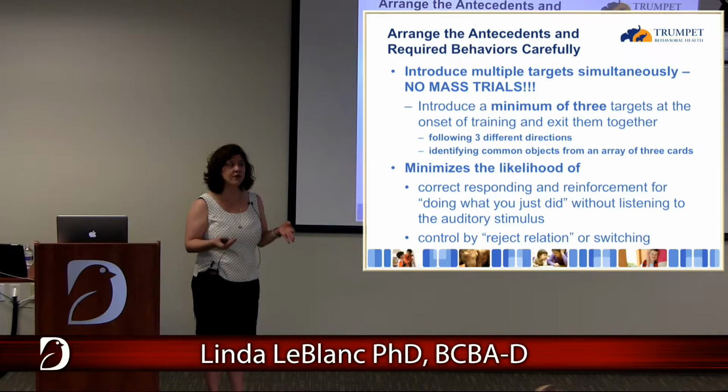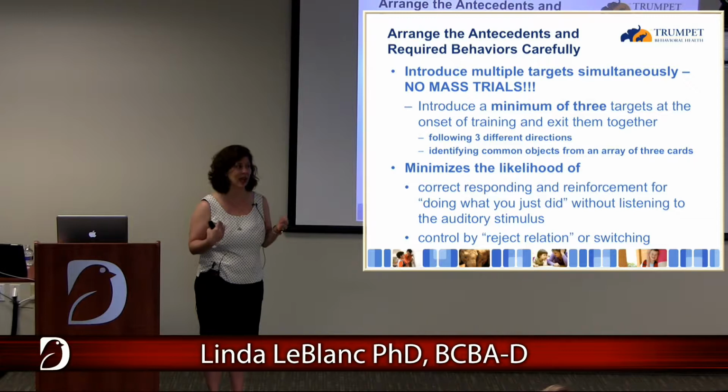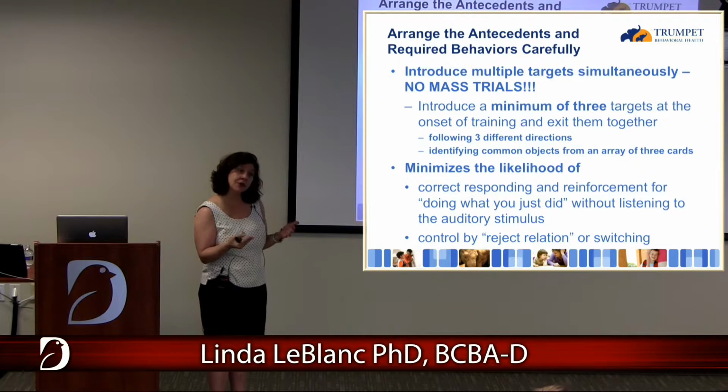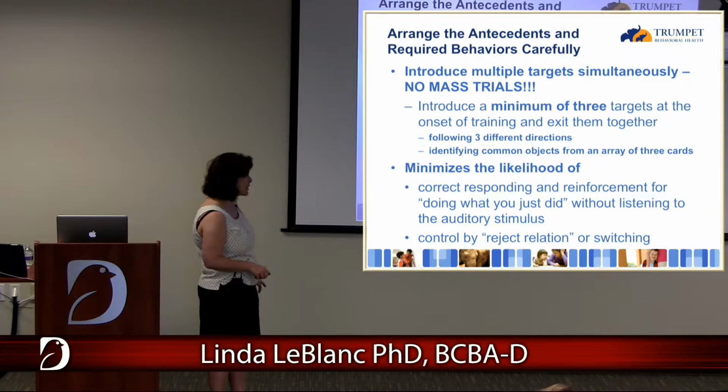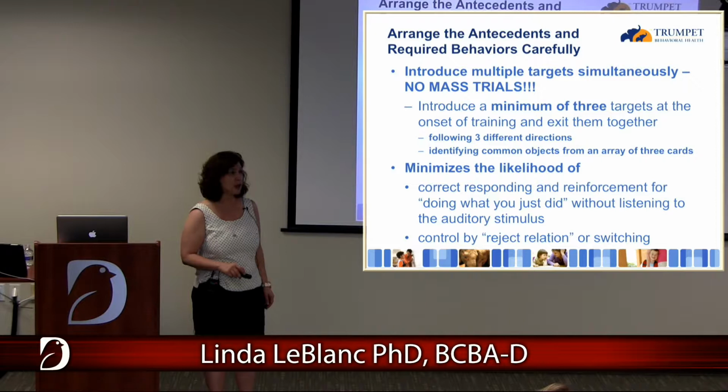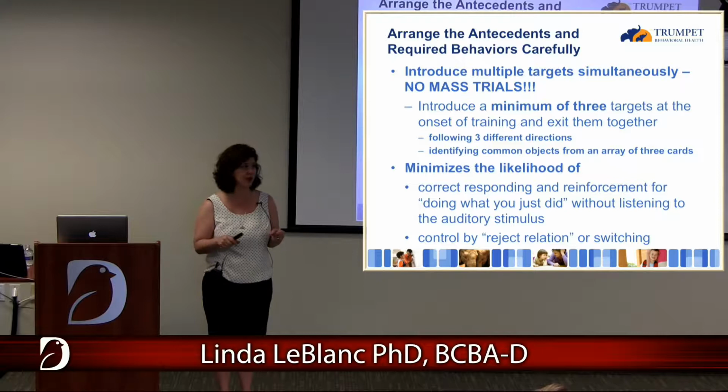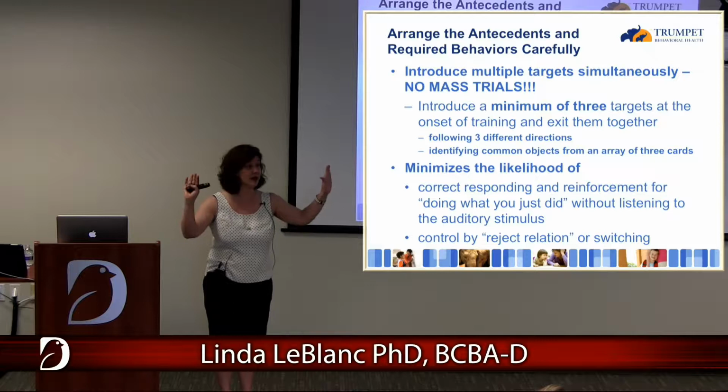We want every learning opportunity to be carefully programmed to include that three-term contingency. We want our stimuli to matter. Okay, so it minimizes the likelihood of encountering reinforcement for just doing a behavior that was recently reinforced. It also minimizes what is often called the reject relation or switching. So sometimes people don't do mass trials, but instead they do two in the array. And as soon as you get it wrong, you know what you should do? The other one. Pick the other one. So the first one matters, and the second one's just the other one, right?